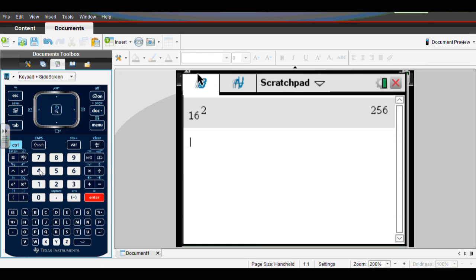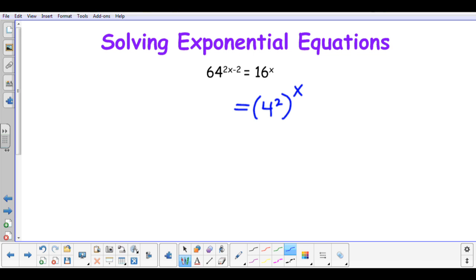So now I'm going to try and rewrite 64 to have a base of 4. Well, I know 4 squared is 16, so let's try 4 to the exponent of 3. Well, that does give me 64. So 64 I'm going to rewrite as 4 to the third, and then that has the exponent of 2x subtract 2. So now both bases are 4, which is exactly what we want.